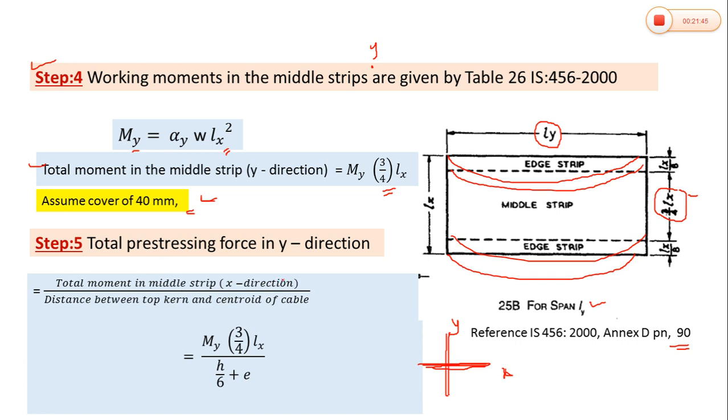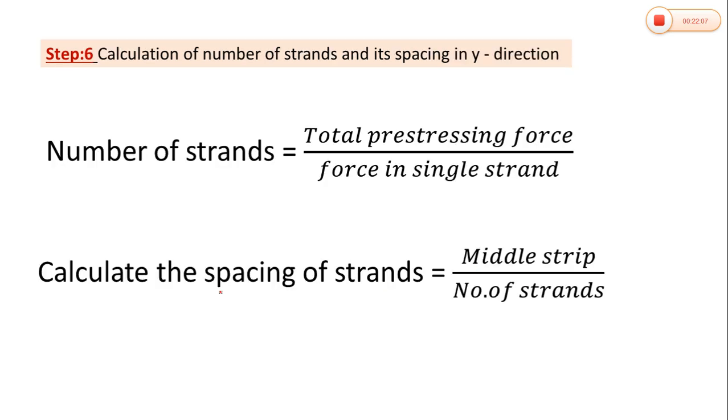Now for calculation of prestressing force, yes, we use the basic formula over here. Moment is equal to force into lever arm, moment in y direction. The lever arm value is not going to change, h by 6 plus e, and in this way we get the moment in y direction and the prestressing force in y direction. After getting the value of total prestressing force, we are going to calculate the number of strands and the spacing of those strands. Okay, so this is the repetition in x and y direction. That's why I have kept the common numbers, say 4, 5, 6.